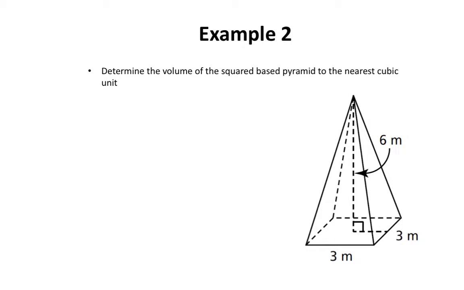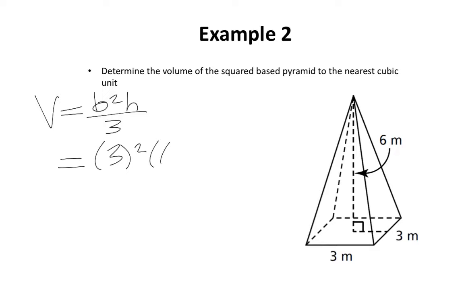In our second example, we want to determine the volume of a square-based pyramid to the nearest cubic unit. As you can see, we've been provided a diagram. We've been given the side length of the base, which is 3 meters, and the height of the square-based pyramid, which is 6 meters. I'm going to start by rewriting the equation for the volume of a square-based pyramid. So that is volume is equal to base squared multiplied by the height, and then divided by 3. Let's go ahead and substitute in our known values. So the base is 3, that's going to be squared, and the height is 6. And the 3 stays exactly the same.